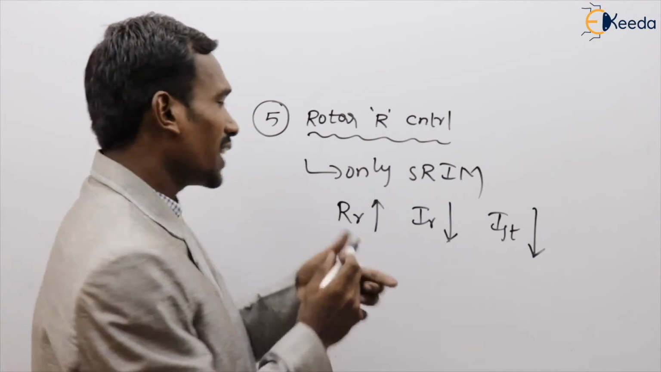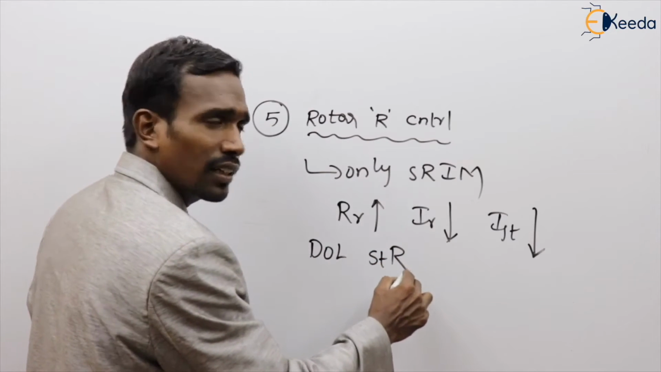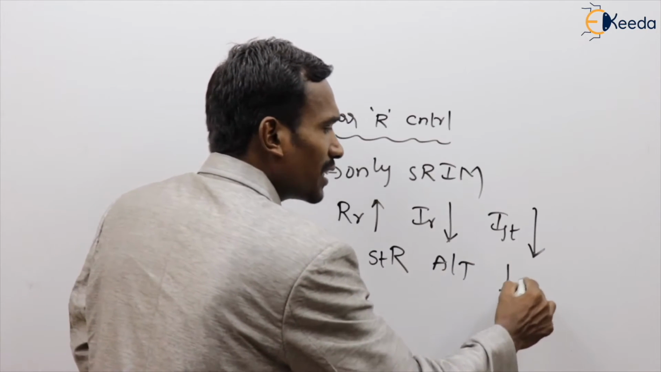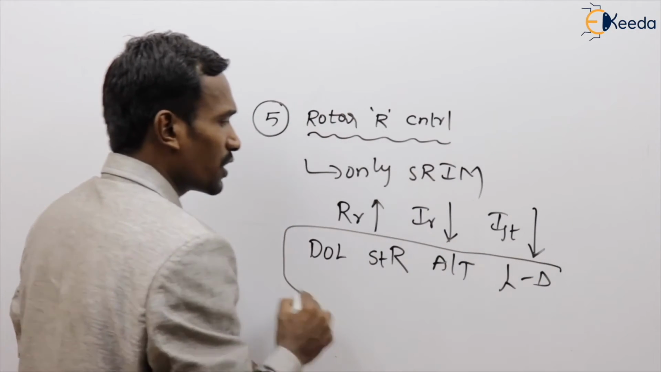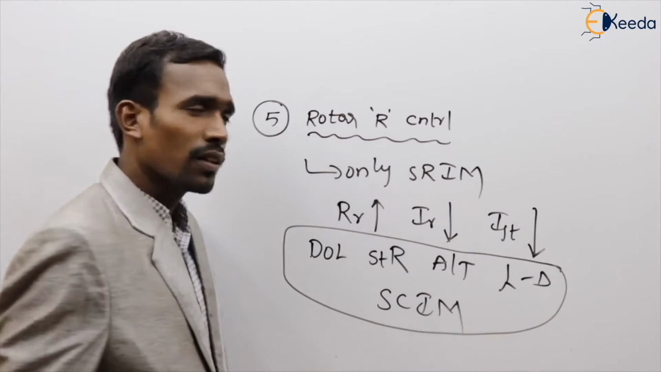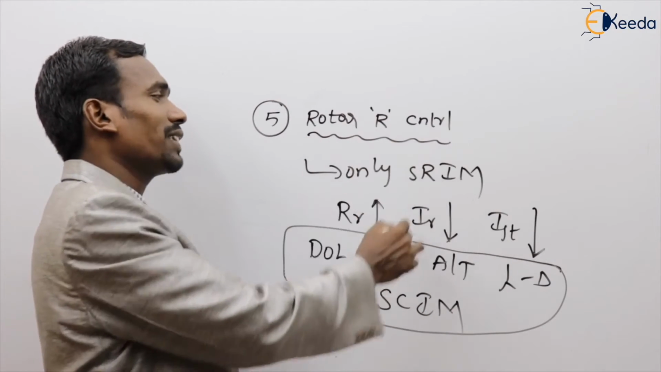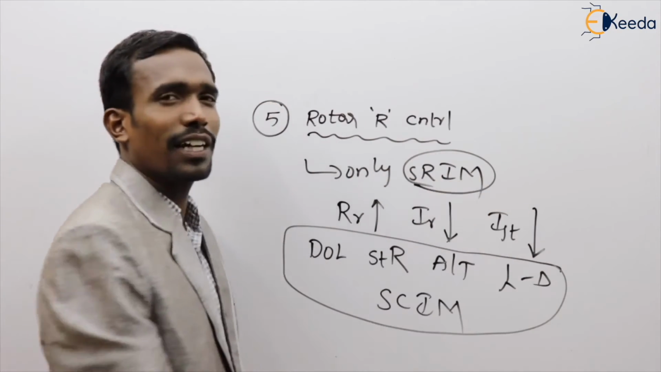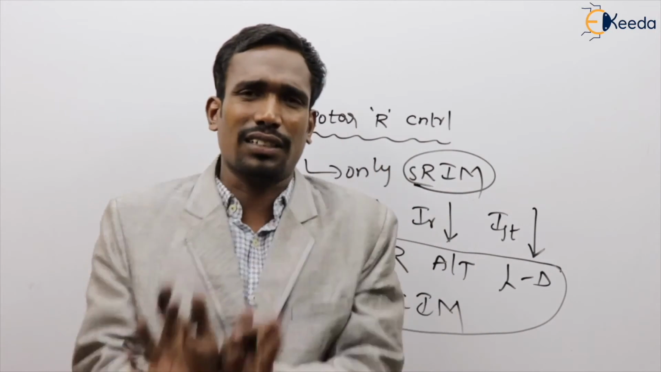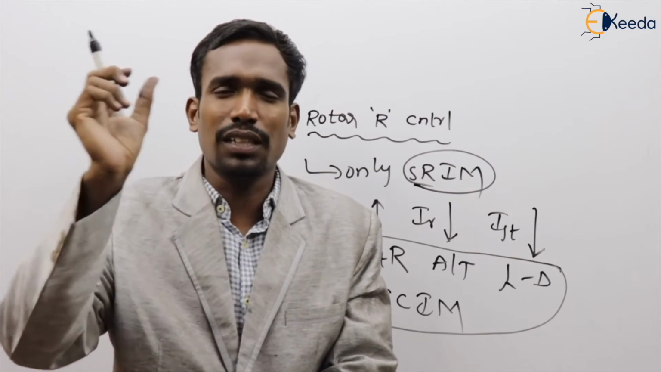And next, DOL starting, stator resistance control starting, auto transformer starting, and star delta starters. These 4 are generally used for squirrel cage induction machines only, and the 5th method is generally used for slip ring induction machines. Right. This is completely what the starters are about. Now, some problems on starters.